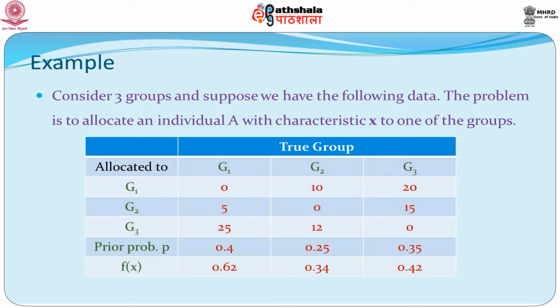Then we have the prior probabilities for each of the groups. An individual coming from the first group has a chance of 0.4. The probability of an individual coming from the second group is 0.25 and from the third is 0.35, and you can see that this sums up to 1. f(x) is the value of the ordinate at x. So, x is the characteristic of A, and the value that it takes in the first group is 0.62, from the second group it is 0.34, and from the third group it is 0.42. Of course, it will depend on what type of function f(x) is.